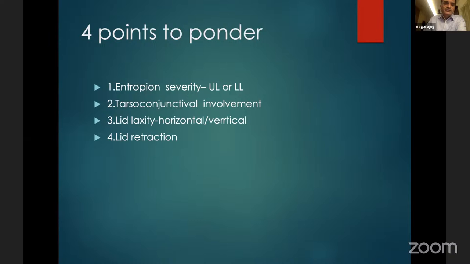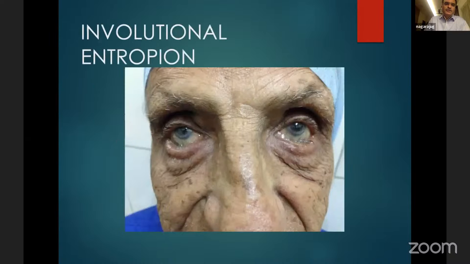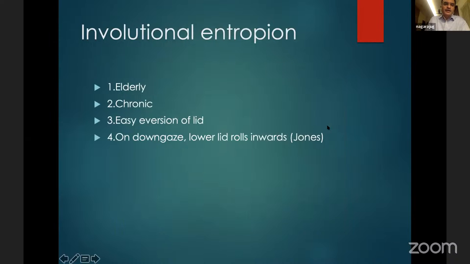So once you do all those things, you document your entropion and its severity, whether it is in the upper eyelid or the lower eyelid, and of course you document whether all these things are present or not, so that you can decide what you have to do. For any case, this is another case of entropion. In an elderly patient, usually this entropion will be a chronic problem. They will not come with an acute entropion. It will usually be a chronic entropion.